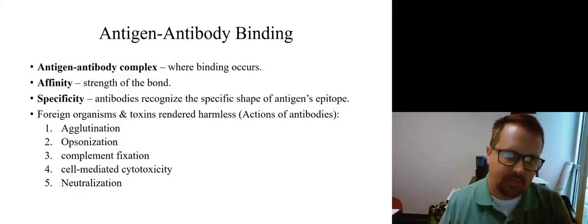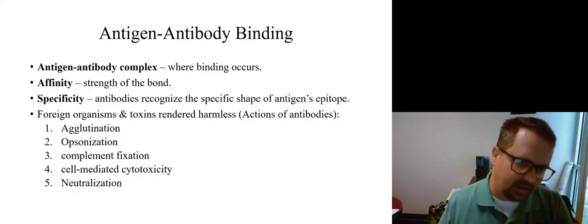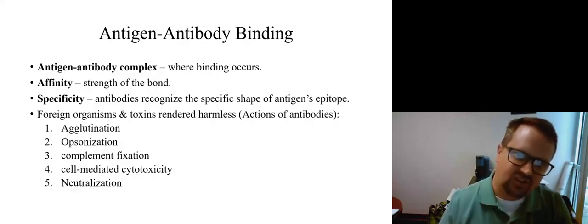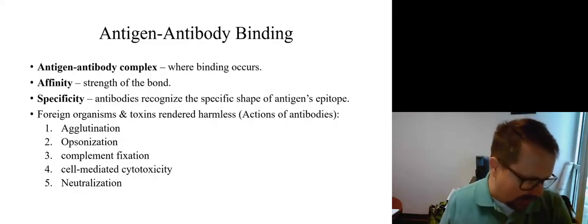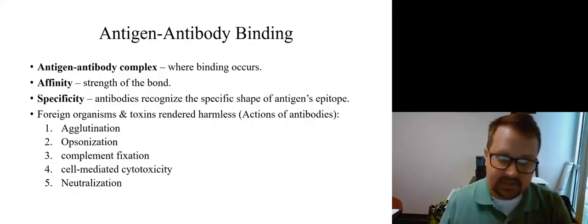Antigen-antibody complex, where that binding occurs. It has affinity. There's a strength of bond that is there. Its specificity: it recognizes the shape of the antigen's epitope. So, for example, I had a square antigen, I had an X, I had a circle, and I had a triangle. It only recognizes square. Okay, it's that specificity.